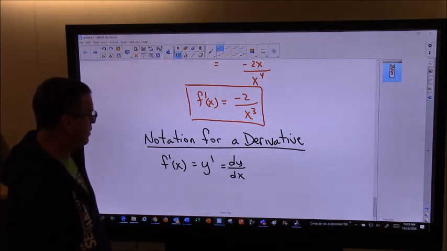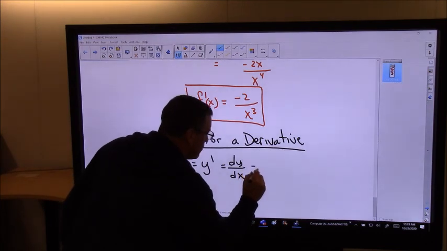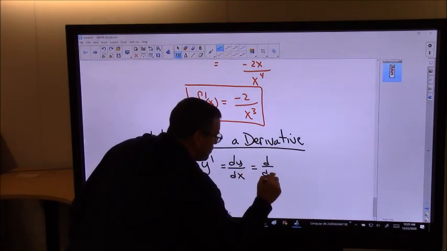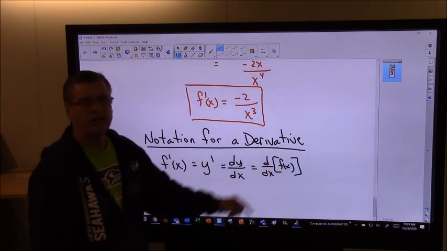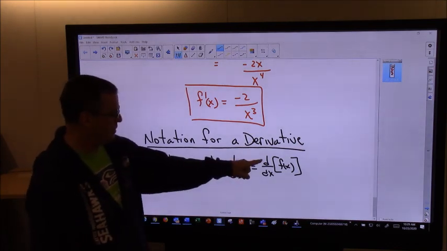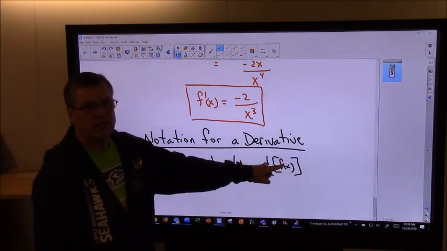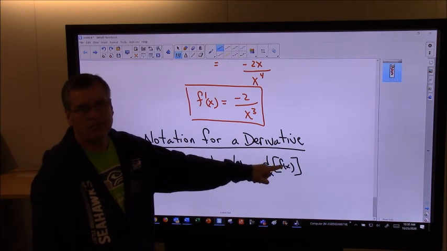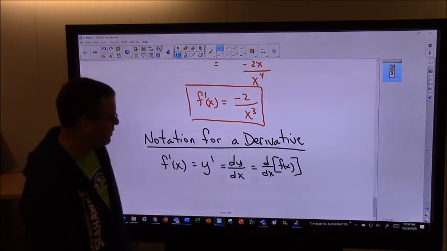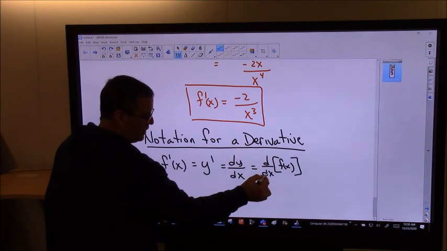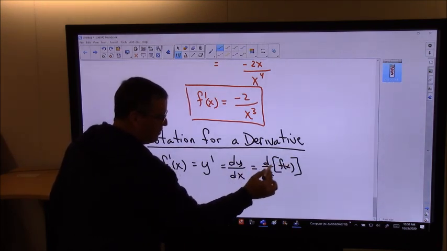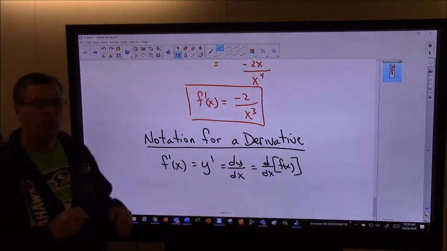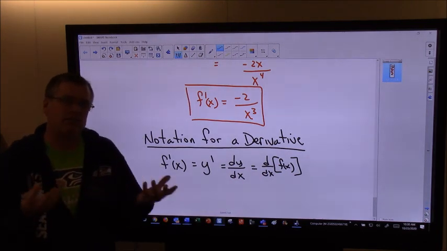Sometimes you would see things written like this. d dx of f of x, or d dx of y, or d dx of negative 2x cubed minus x plus 1. You can actually put an expression in there. This d over dx means the derivative of this with respect to x. When we say with respect to x, that just means that's the variable that we're using.